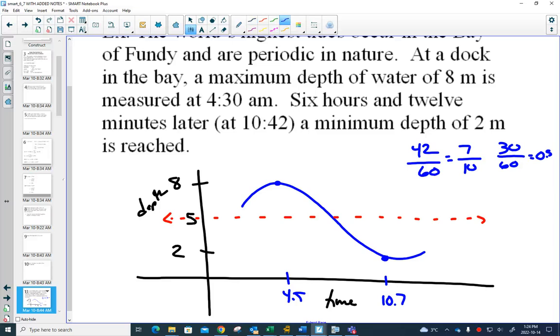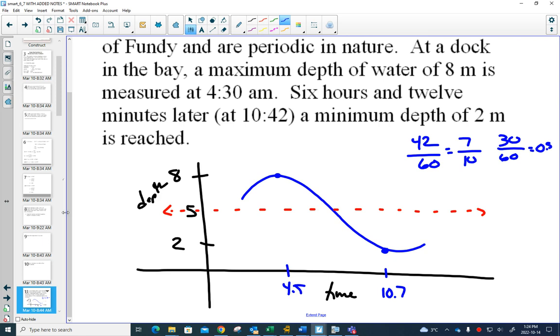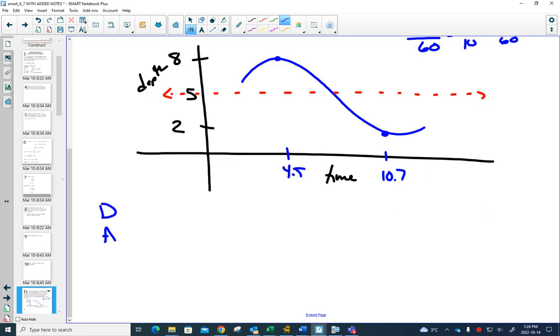So now, if we're thinking about a, b, c, and d, we've already figured out the d value has to be 5. By doing that, we also figured out the amplitude. The amplitude is the distance from the middle to the maximum. Yes, 3.